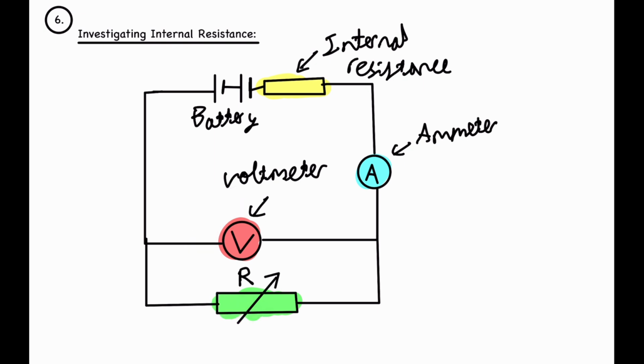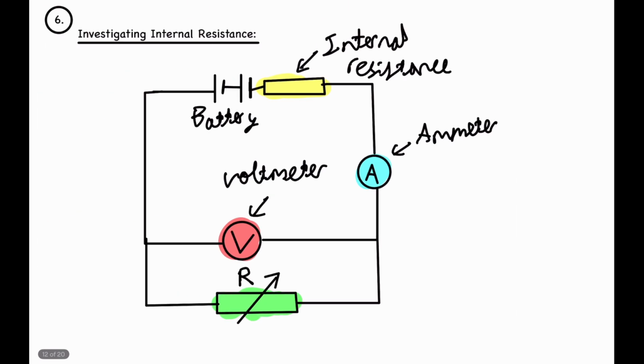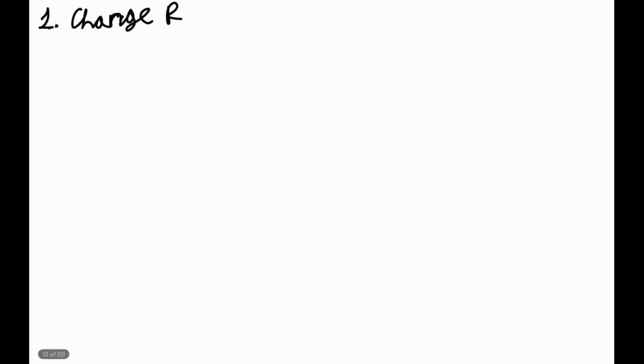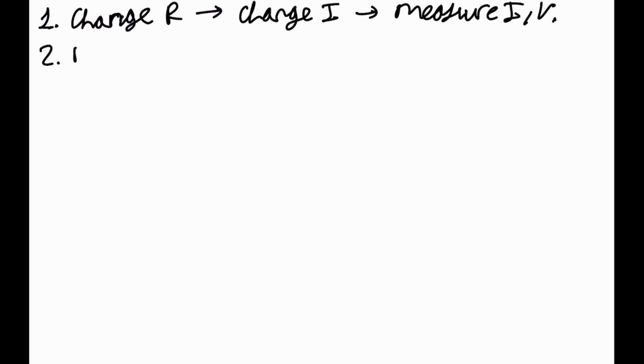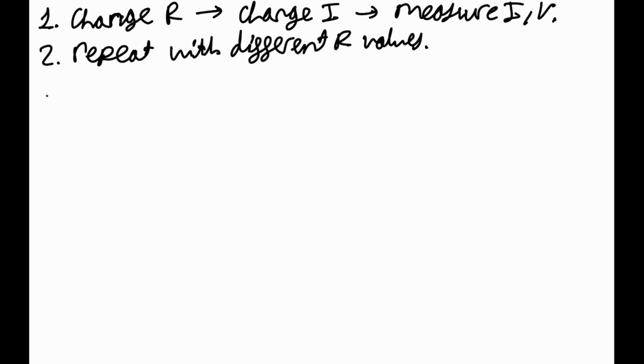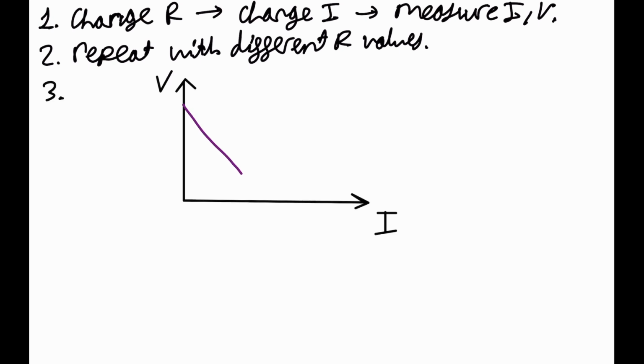Let's go on to the steps. First, we would vary the current in the circuit by changing the load resistance. So, because we have a variable resistor over here, we can change the value of R. So we'll change R, which will change current. We will measure I and V. I'll repeat this with different current values or different R values. And now you can draw a V-I graph. And you would get a graph that looks like this, which is a straight line with a negative gradient. The y-intercept would be the e.m.f, and the gradient would be equal to minus the internal resistance. And we can actually derive this whole thing from a formula.